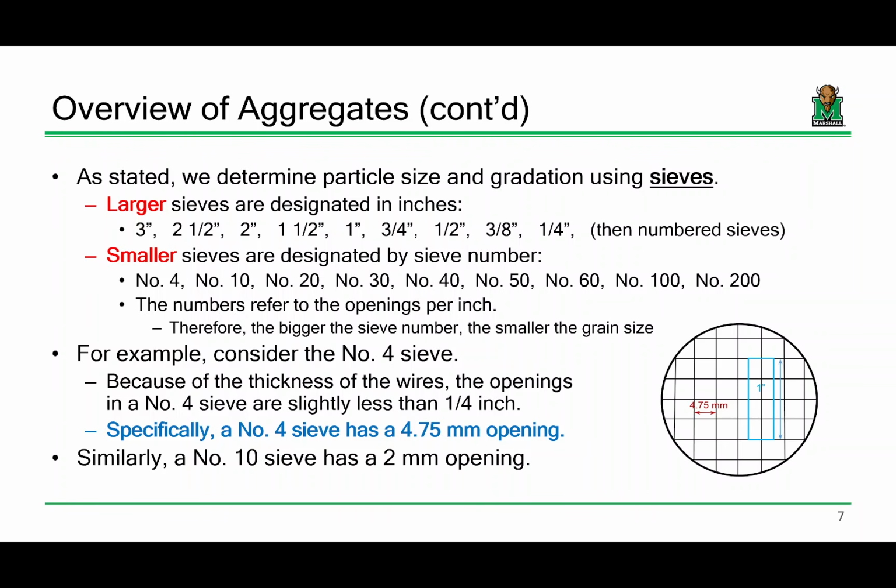So like I said, again, the openings on the numbered sieves are a little bit smaller than, you know, if it's 4 openings per inch, it's not quite a quarter of an inch, it's a little bit less. Like a number 4 sieve, the opening is 4.75 millimeters. And as you start getting really, really tiny, the openings, of course, get much tinier.